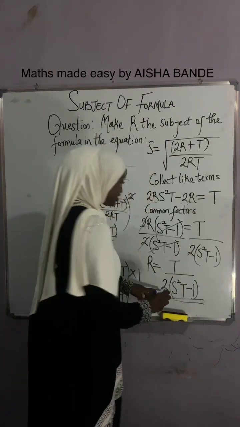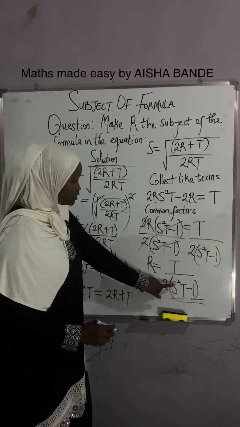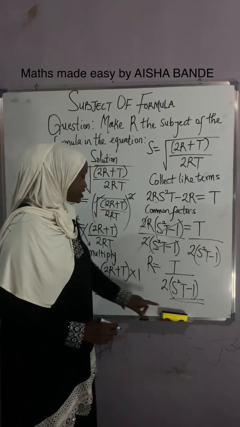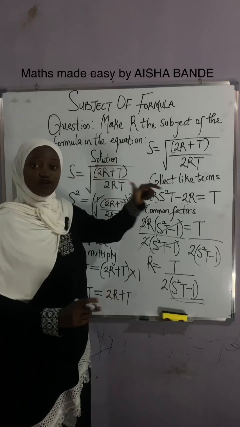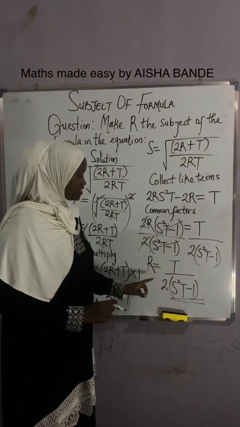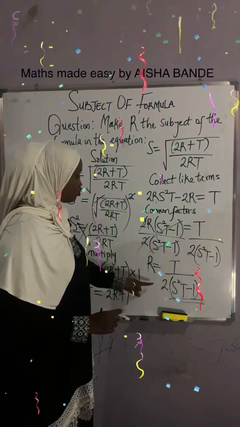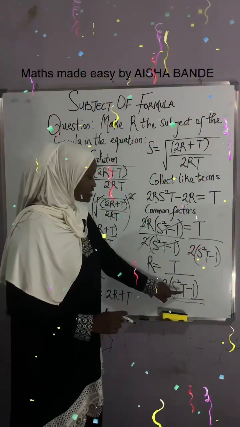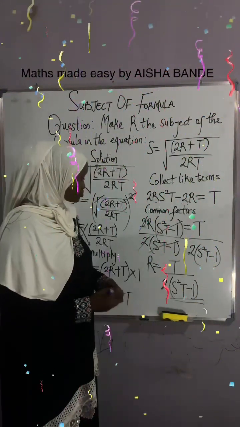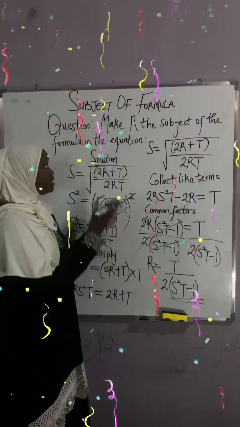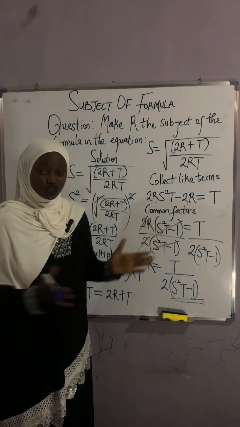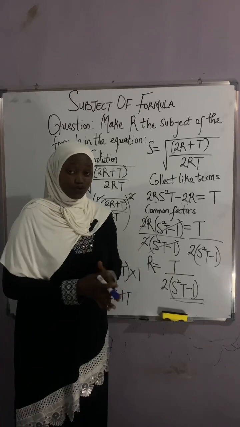Viewers, as you can see, the letters are well arranged because S comes before T. So making R the subject of formula from the equation given gives us R is equal to T all over 2 open brackets S squared T minus 1. You can see the subject of formula is a very interesting topic and very simple, right?